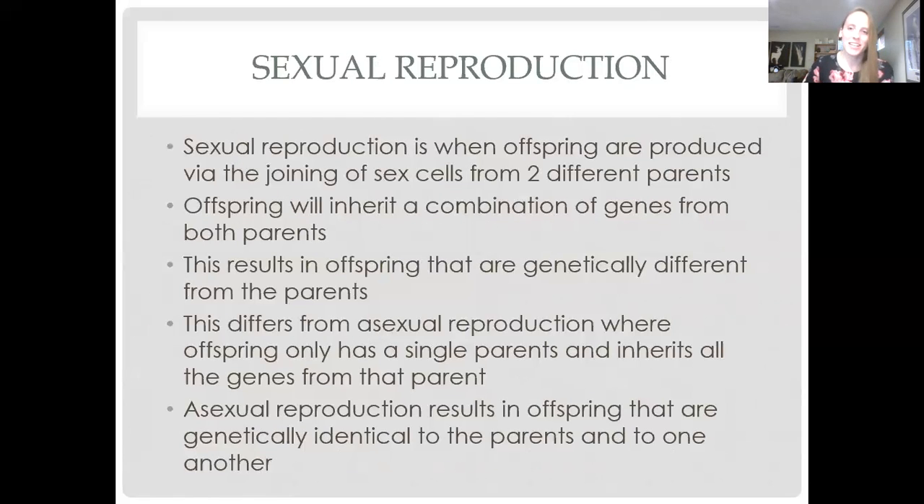Okay, sexual reproduction is when offspring are produced via the joining of sex cells from 2 different parents, like a sperm and an egg coming together. Offspring will inherit a combination of genes from both parents, which means that the offspring is genetically different from the parents. That's the big benefit of sexual reproduction over asexual reproduction. With asexual reproduction, the offspring come from a single parent, and therefore they will be identical to the parent. So asexual organisms have much less genetic diversity or genetic variation than sexually reproducing organisms.